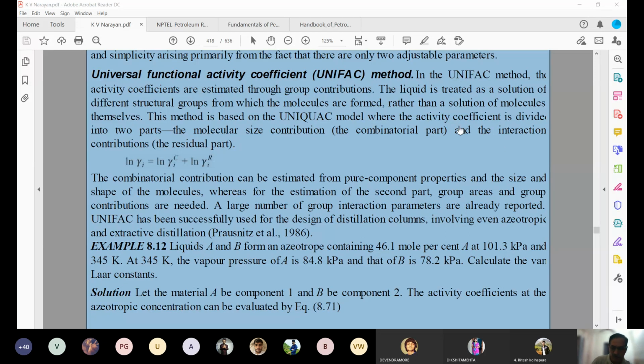Who has finished calculating gamma 1 and gamma 2? Raise your hands. What is the value, Dikshita? Gamma 1 is 1.1168 and gamma 2 is 1.3873. और किसी का हो गया?